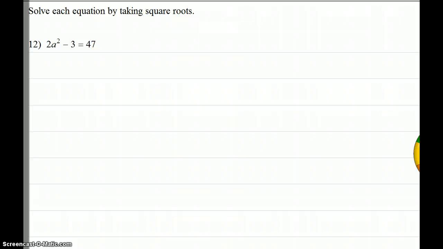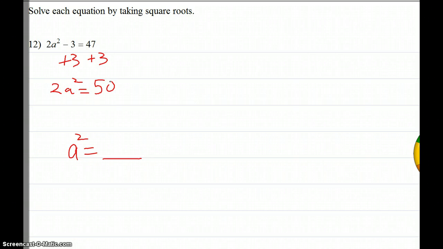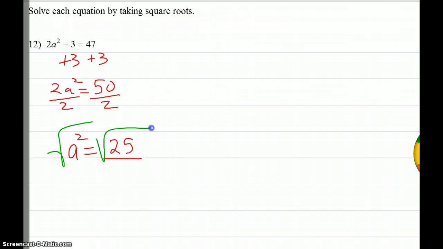One last example is 2a squared minus 3 equals 47. Again, we'll work through it. Our goal is to get it down to a squared equals something. The algebraic steps I will do to get that: I will add 3, and I'll get 2a squared equals 50. Divide both sides by 2, and I'll end up with a squared equals 25. Now, and only now, can I undo the square. And how do I undo a square? I take the square root.